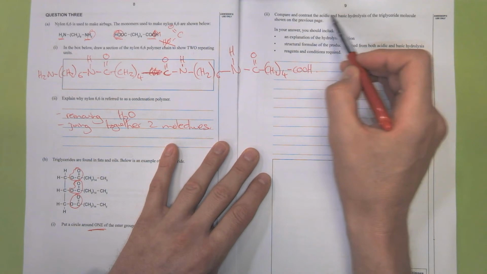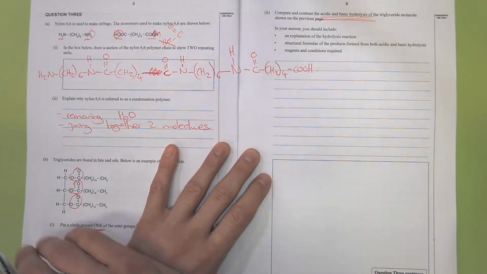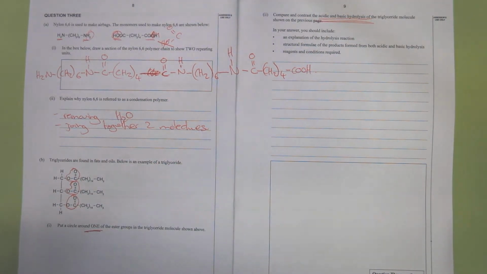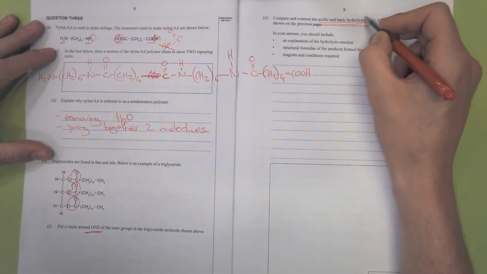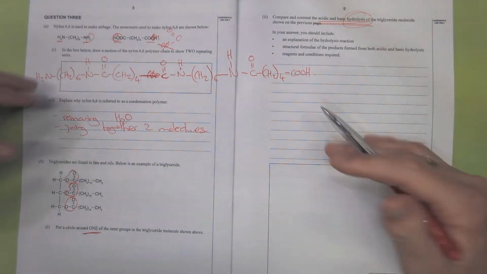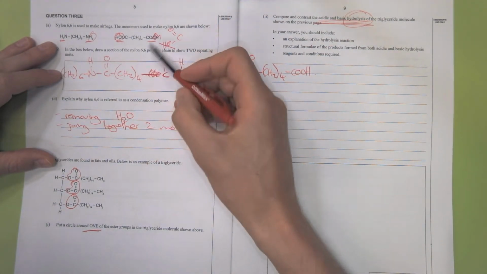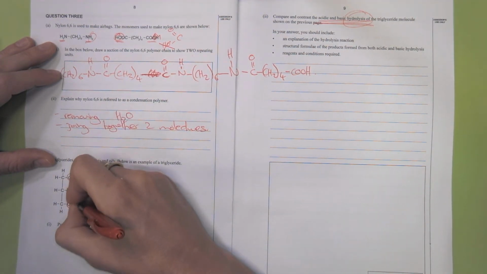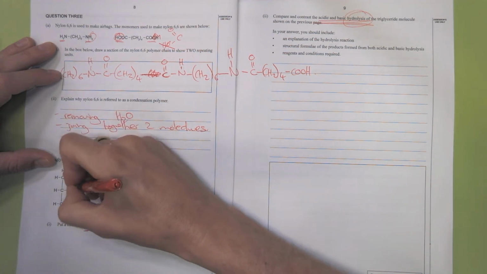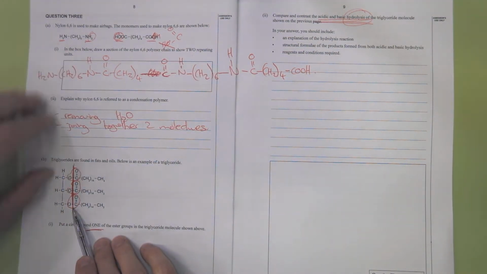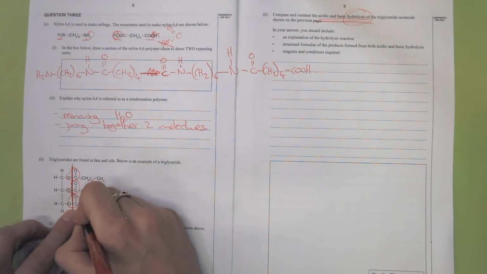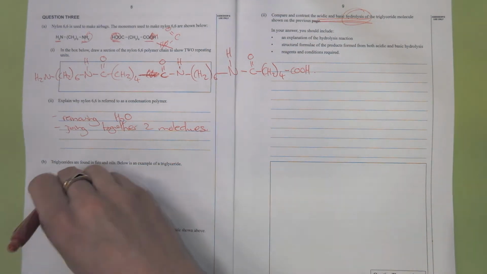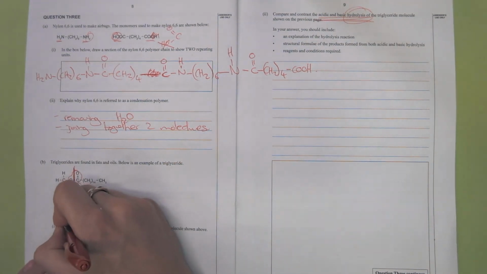Compare and contrast the acidic and basic hydrolysis of the triglyceride molecule on the previous page. Okay. Hydrolysis of an ester, the rule is break where you make. So kind of like up here, we're going to break them right in the middle of that ester linkage. Okay, so that's where they would break. This is going to go back to being the acid. Okay, and this half is going to go back to being the alcohol.